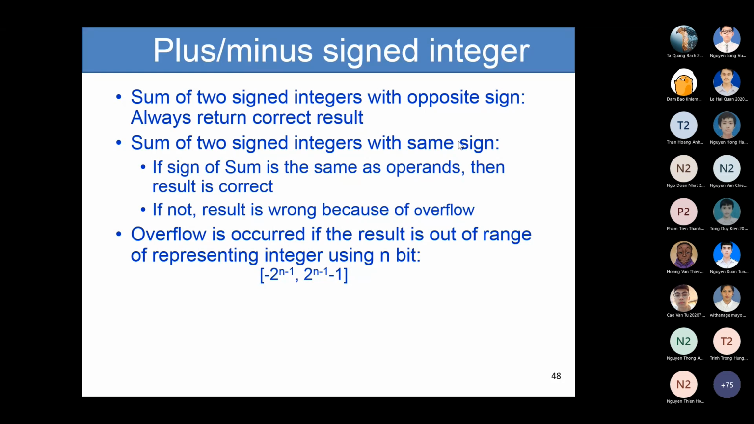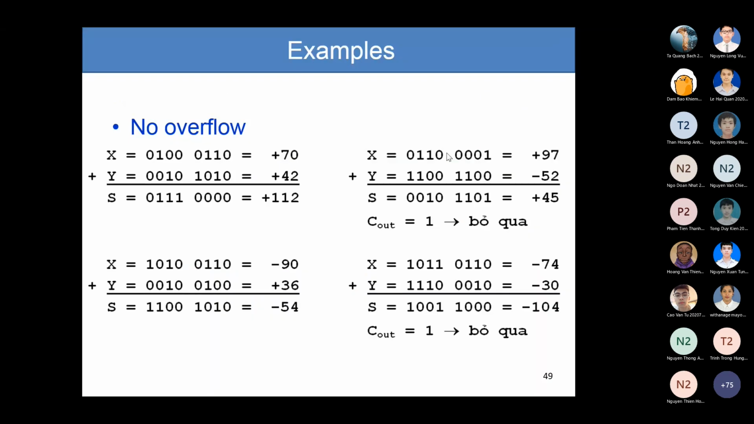Actually, you have overflow. It means the carry out is different from 0, because the value of the sum may be out of the range that we can represent using that number of bits. It means the value of the result is out of the range of representation. That's why the result is incorrect. Okay, some examples of whether the result is correct or not.